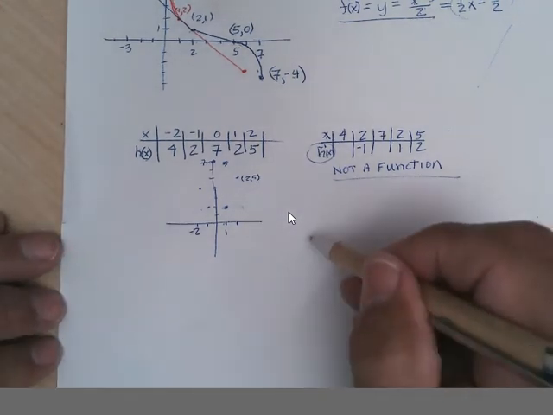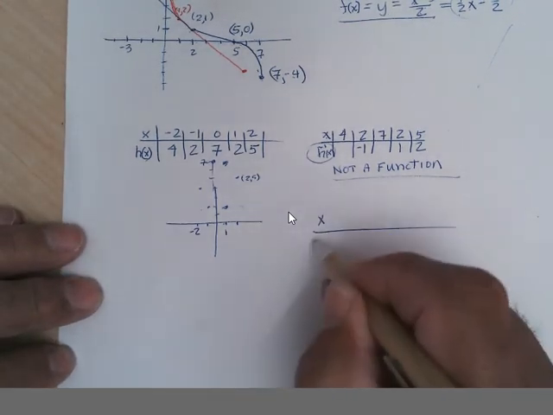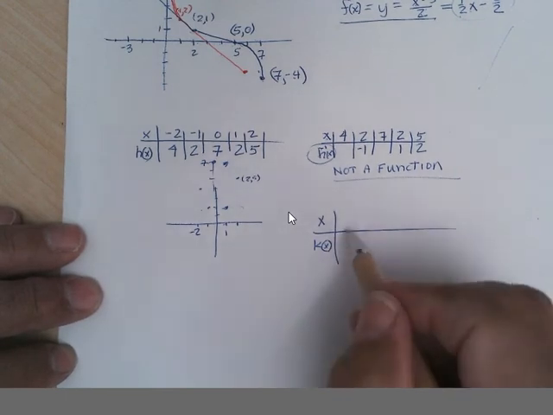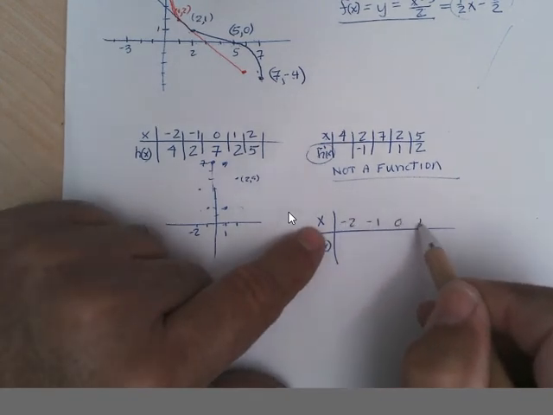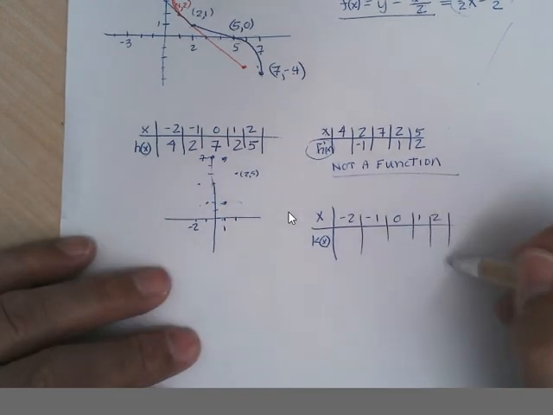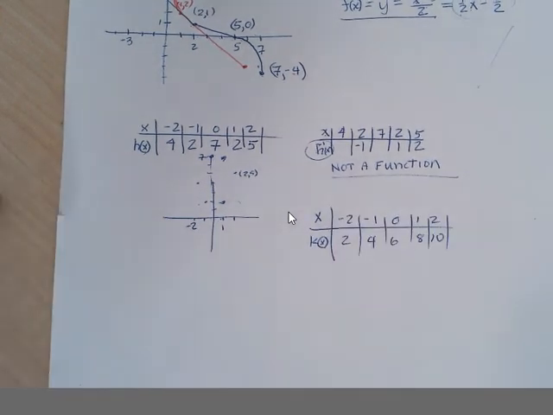But let's do a table that is a function. So let's say I have another one, let's call it k of x. And let's say I put in -2, -1, 0, 1, and 2, just simple numbers. And I got out 2, 4, 6, 8, 10.